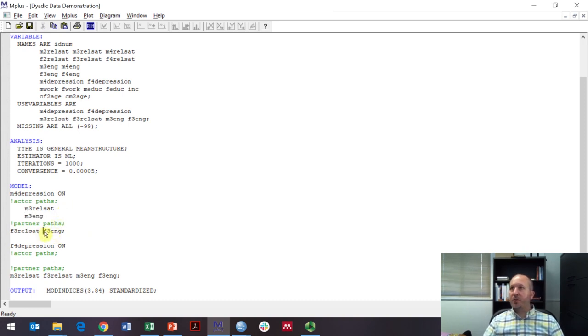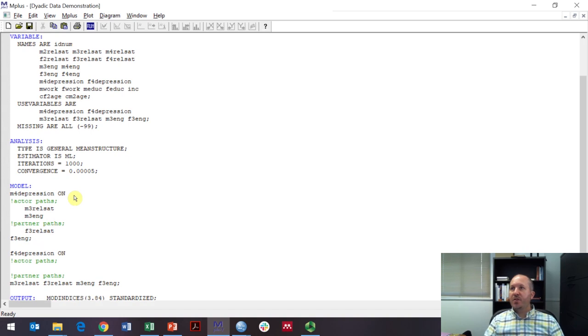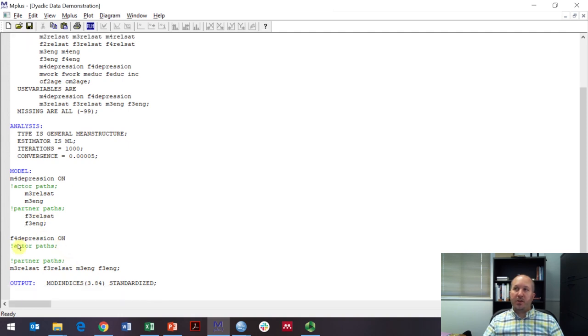So there are my two actor paths, and then here are my two partner paths. So I have father's relationship satisfaction on mother's depression, father's engagement on mother's depression. I have relationship satisfaction and engagement in the same order for both of them. So I'm going to do the same thing down here. My actor paths, I'm going to start with father's relationship satisfaction.